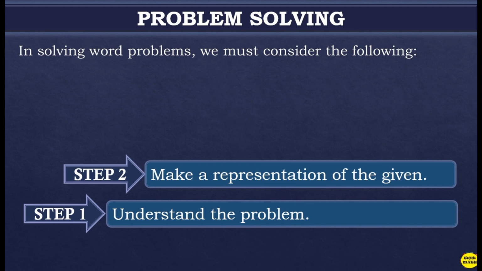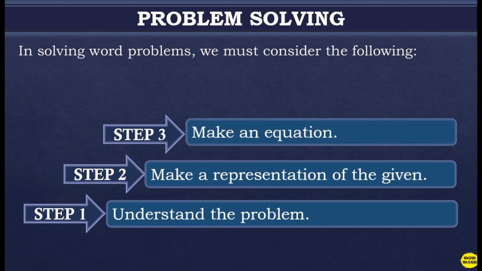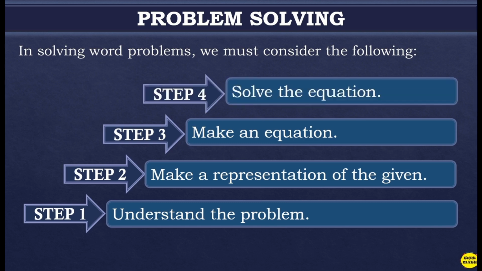Step 2 is make a representation of the problem. So in this step, you are now going to translate or change the statement into symbol. Then step 3, after giving a representation of the given, you are going to make an equation. Then, after having an equation, step 4, we're going to solve now the equation. Again, you will never get lost if you will just follow the 4 basic steps in solving word problem.